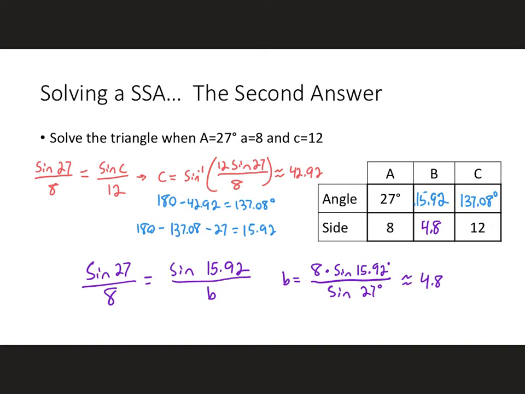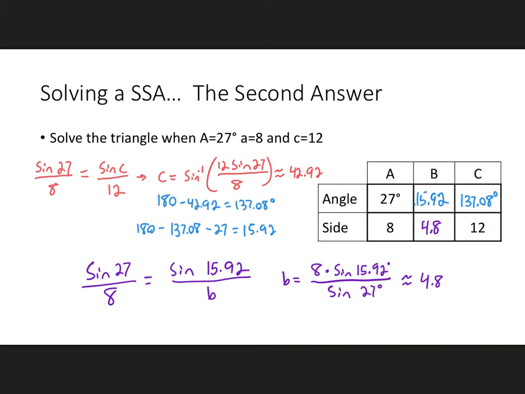And it's still a triangle. 4.8 plus 8 is greater than 12, so it is a triangle. It is just the second possibility of a triangle when angle A is 27 degrees, side A is 8, and side C is 12. Now, every time you have two sides and the non-included angle, you're not going to have two triangles.